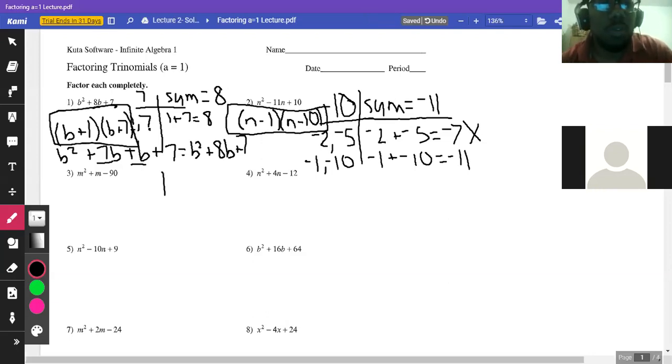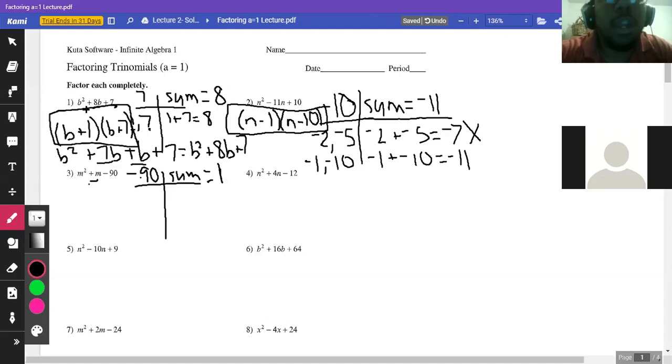Okay, what about number 3, where I'm trying to find two numbers that multiply to be -90 and add to be, well, I don't see a number out in front of the middle term, which is m in this case. So I just want the sum in that case to be equal to 1. Because remember, when we don't see any coefficient in front of our term, we assume that the coefficient, or the number that's supposed to be out in front, is 1. Okay, so two numbers that multiply to give me -90 and add to be 1.